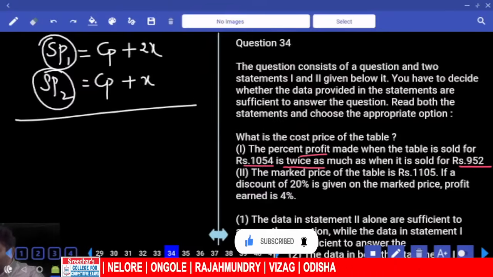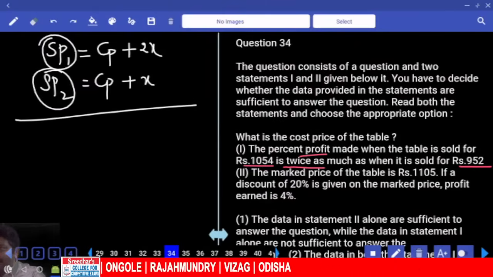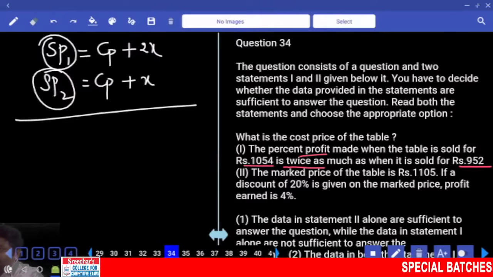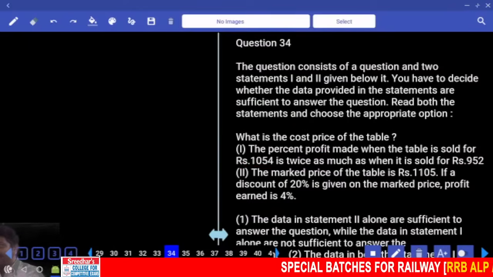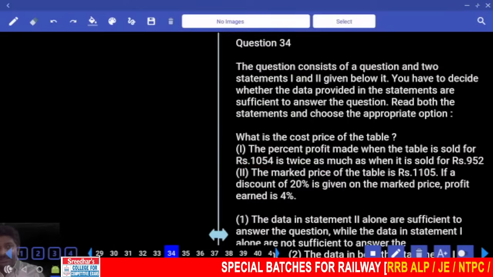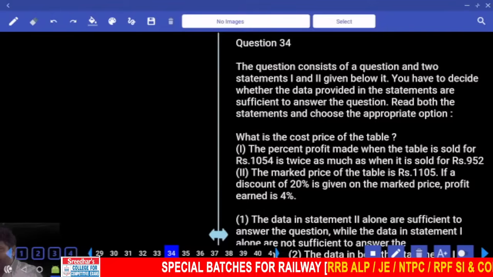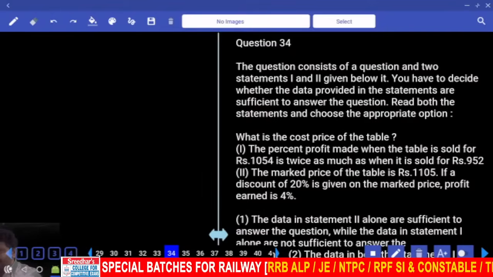2 variables. One is cost price, the other is x. There are 2 variables and 2 equations. Can we solve and get the value of x as well as the cost price? So can you answer the question using one alone? Yes. We don't need to calculate what exactly the number is. You just need to make sure whether we will get the answer or not.